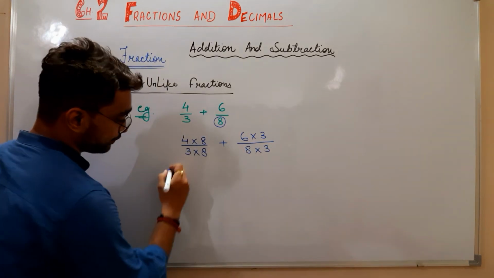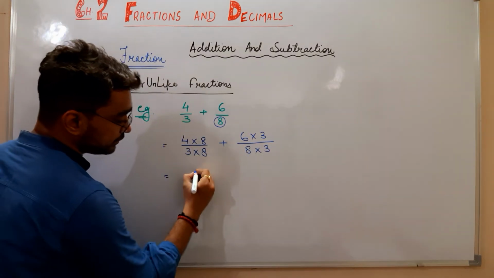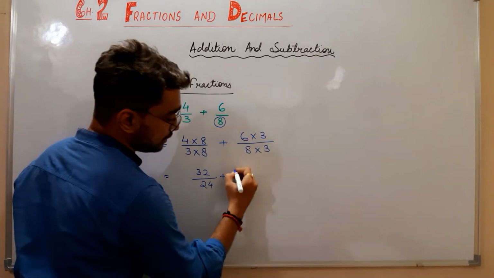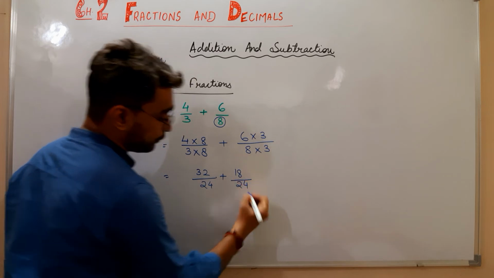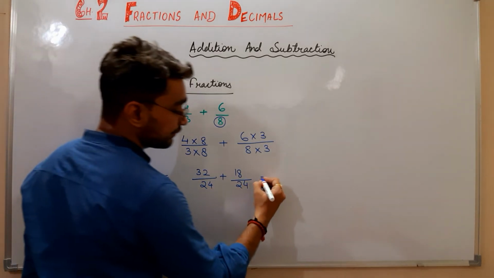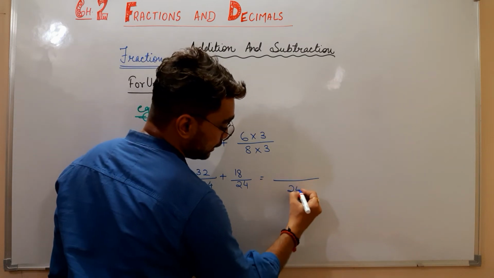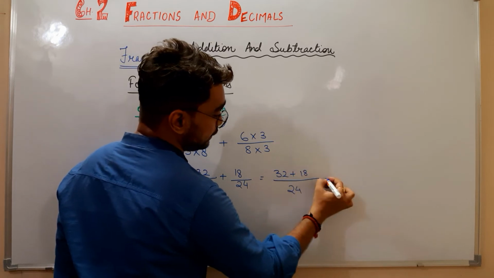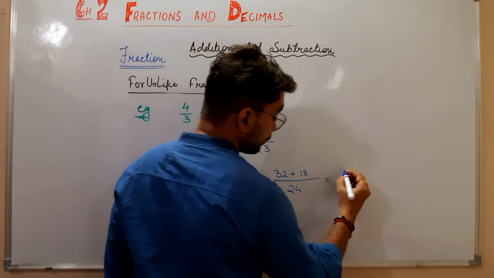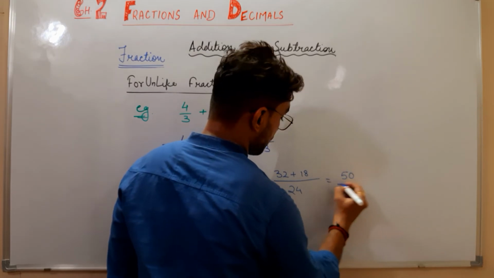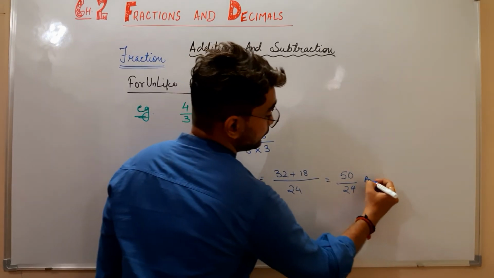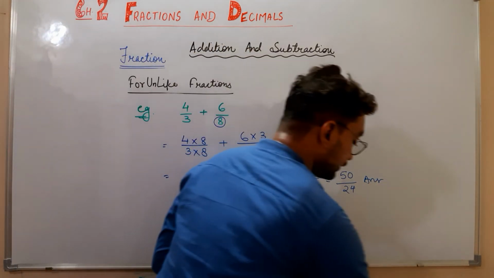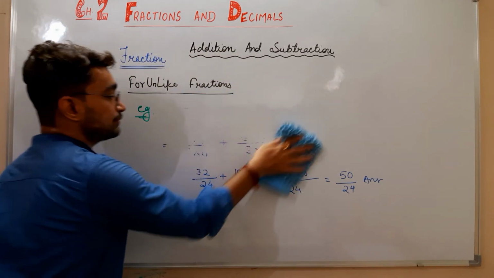Then it will be 8 fours are 32 plus 8 threes are 24, then 6 threes are 18 and 8 threes are 24. Now they become like fractions. Good. If they become like fractions, the same method, 24 will be counted one time, then 32 plus 18 will be how much? 50 by 24. This is our answer. Is it clear? Good. Now let us take one example of three fractions and subtraction also.